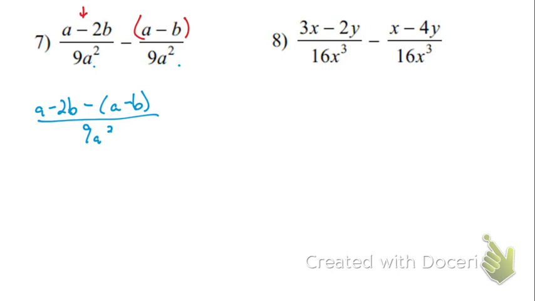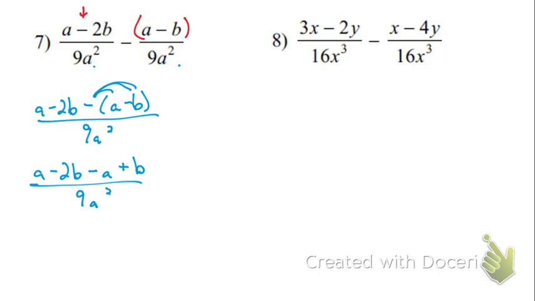Now I'm showing this step. You might be able to skip this step, but not many people can in this first one. So if you're copying this down, ladies and gentlemen, write this step down. Now I have a minus 2b, and I have to distribute the negative here because that's what you do when you subtract. So minus a, and then plus b, because a negative times a negative is a positive. That's still all over 9a squared.